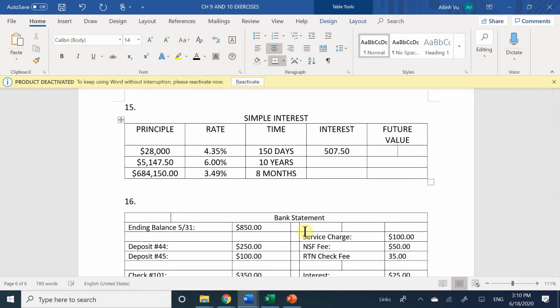The interest and the total interest plus the principal. Okay, good. So what do you get? 2,800. 28. It'd be 28,507.50. Good. And that is correct.